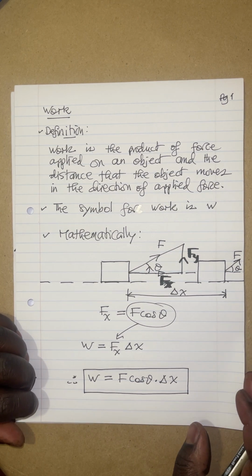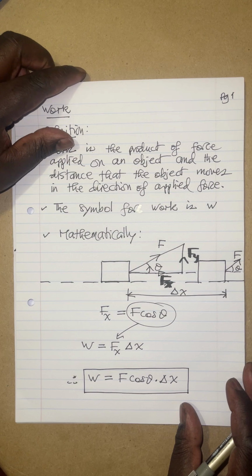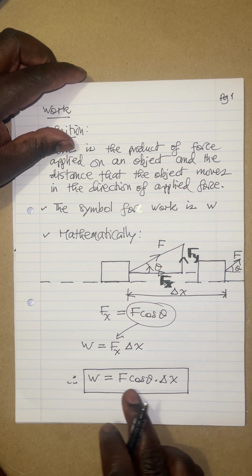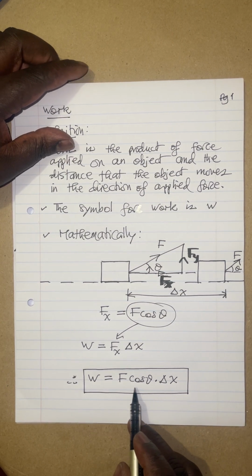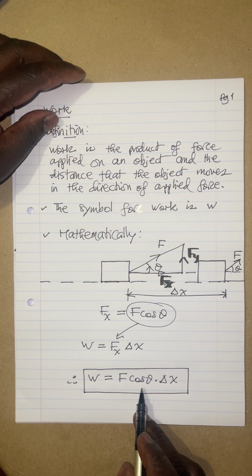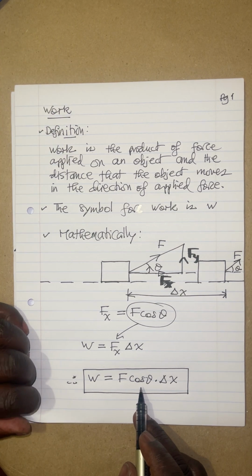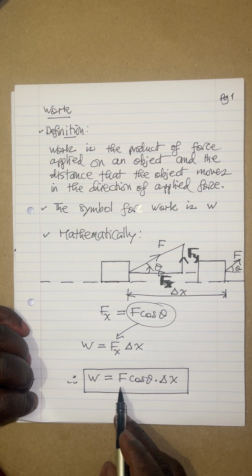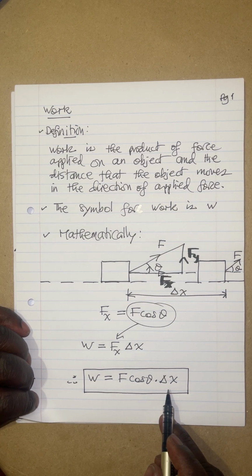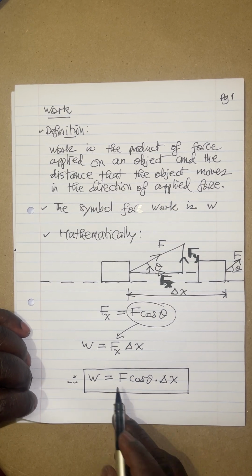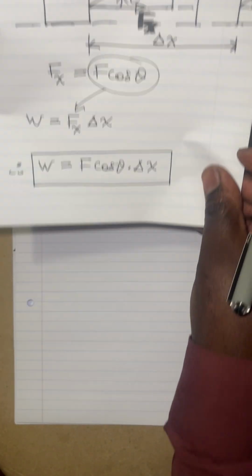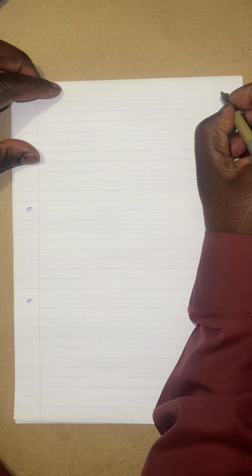Let's look at the SI unit then of work. Remember, cosine is a ratio and therefore it has no units. So if we want to look at the SI unit of work, we have to look at force and the distance that the object moves in the direction of applied force. Now, let's put in page number 2. I'm going to page 2 now.